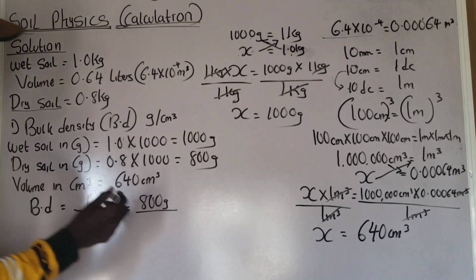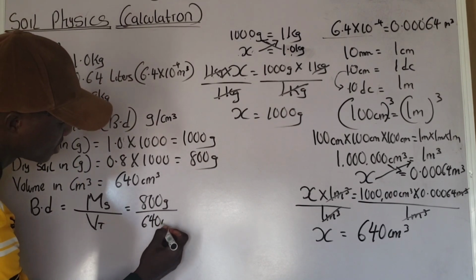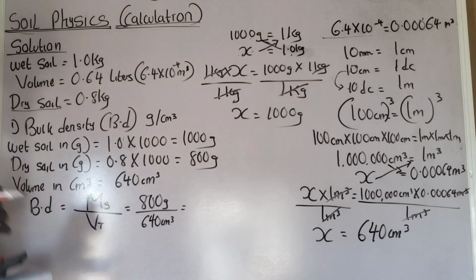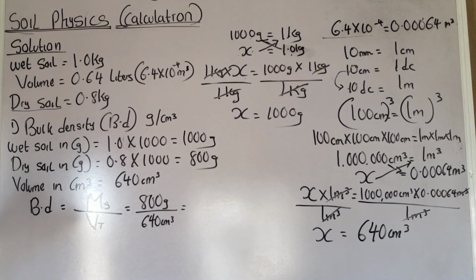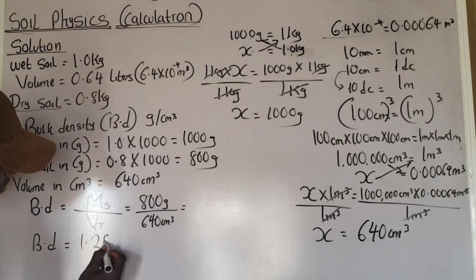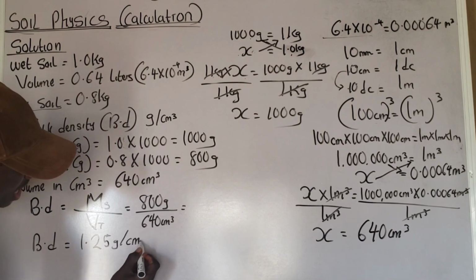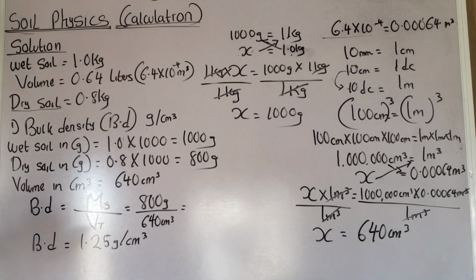The volume that we got is what? 640 centimeter cube. You understand? Okay, 800 divided by 640. That means the bulk density of the soil, BD, equals to, if you punch your calculator, you're going to get 1.25 gram per centimeter cube. You understand? That is the bulk density of the soil. Trust you understand.